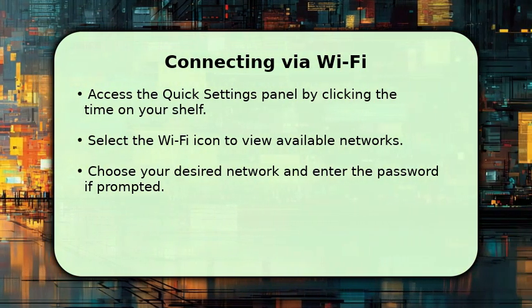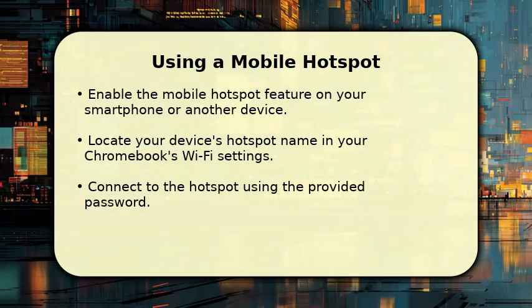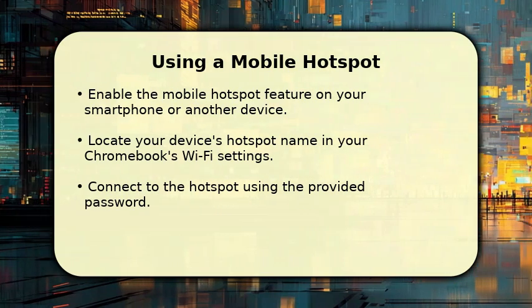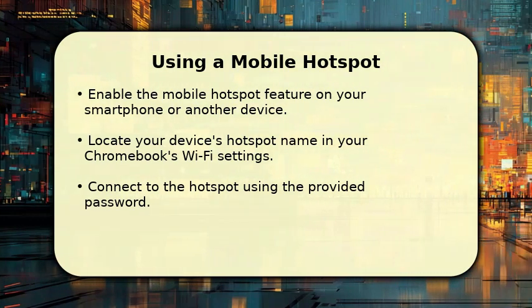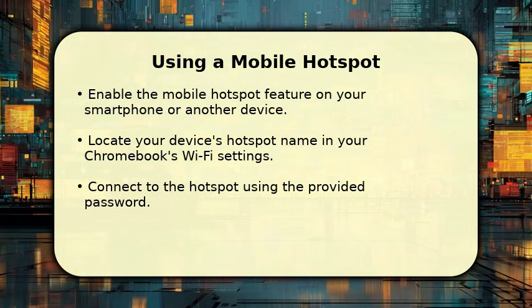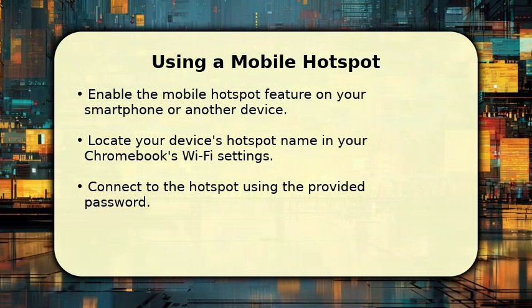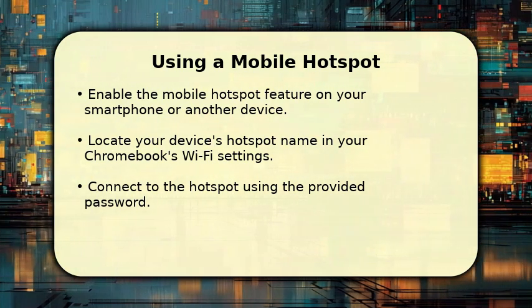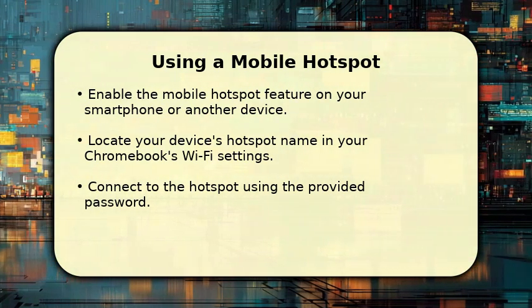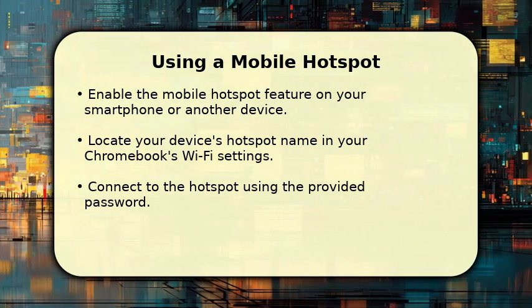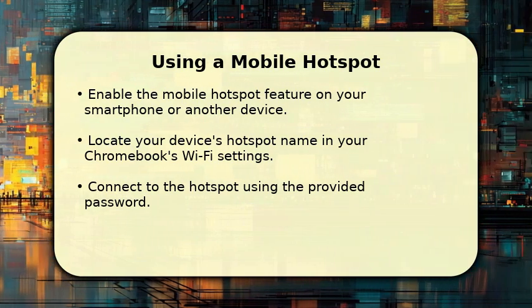data limits. When Wi-Fi isn't available, your smartphone can act as a mobile hotspot. First, enable the hotspot feature in your phone settings. Then, on your Chromebook, open the Wi-Fi settings just as you would for a regular network. You'll find your phone's hotspot name listed. Connect to it using the password displayed on your phone. Remember to monitor your mobile data usage closely, as hotspot connections consume data from your phone's plan.